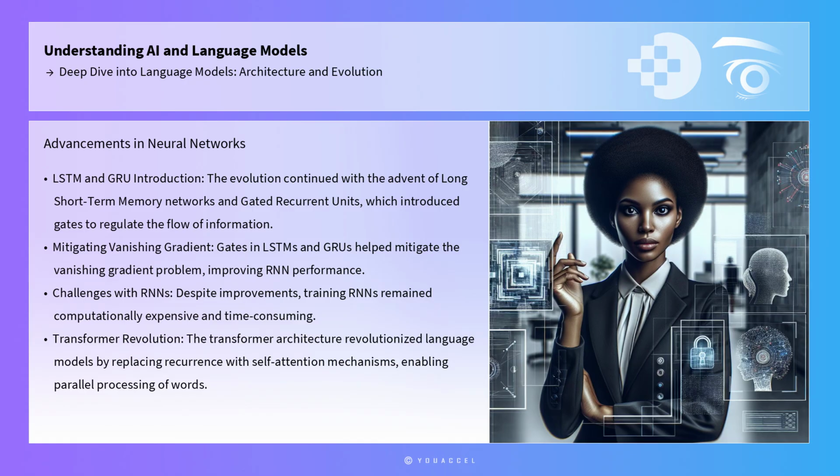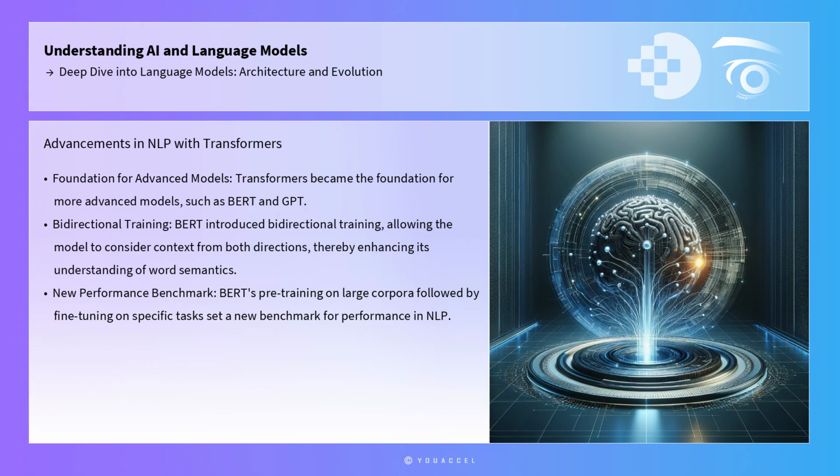The transformer architecture, introduced by Vaswani et al., revolutionized language models by replacing recurrence with self-attention mechanisms. This architecture enabled models to process words in parallel, significantly improving training efficiency and performance on various NLP tasks. Transformers became the foundation for more advanced models, such as BERT and GPT.